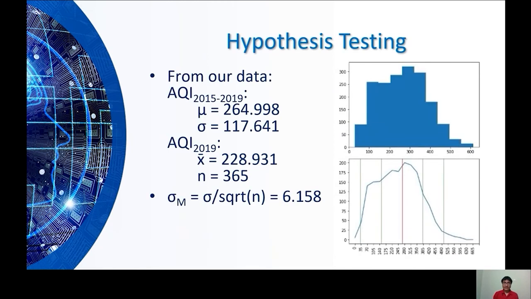Mu denotes the mean of AQI distribution from 2015 to 19. Sigma denotes its standard deviation. X bar denotes the average AQI in 2019, while n denotes the number of data points. We shall perform a one-tailed z-test since we have 365 data points, which gives a high degree of freedom. Also, the AQI distribution of 2015 to 2019 is a near normal distribution as can be seen from the graphs on the right.